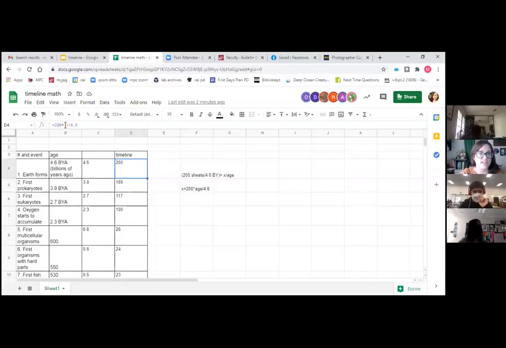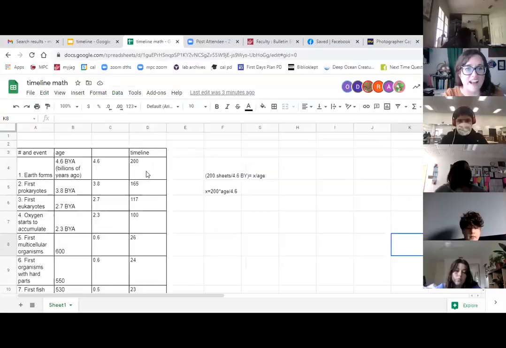So that's exactly what I put into this sheet. I put 200 times, and then I click the age box. So I know, hey, whatever the age is, I want it to use that. And then divide by 4.6, because that's my equation. How we doing? Nobody's crying. Excellent. And then I just dragged it on down.